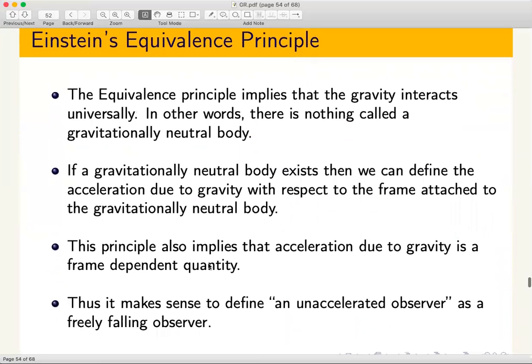Einstein's equivalence principle implies that gravity interacts universally. That is because in a local frame, it is always possible to nullify the gravity effect. It also interacts universally in yet another way: there is no object which is a gravitationally neutral body. Compare this with electrodynamics.